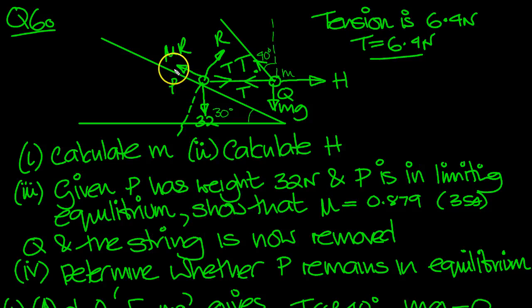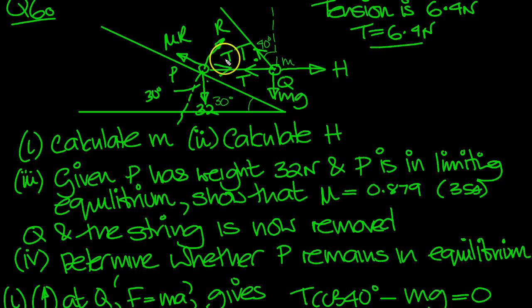P is in limiting equilibrium, so we've got mu R here. So that's what we've got then. That's 32 vertically downwards. This is 30, that's 60. So this is 30 as well. Now at P, let's resolve the forces. So let's resolve them this way first. This angle here is 30, so this is 60. So we need to bear that in mind.